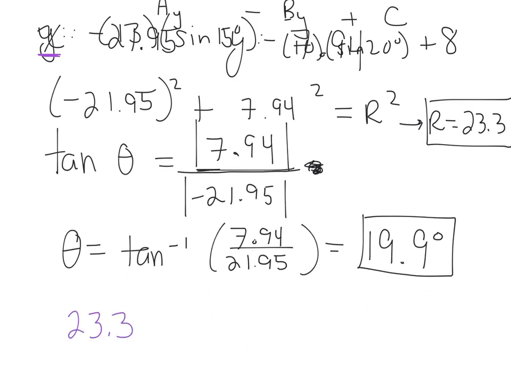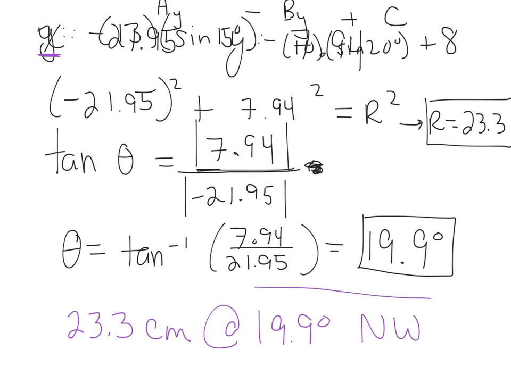23.3, what was it, centimeters we started with? At 19.9 degrees northwest. So this person could have accomplished the same thing that he or she accomplished by moving northwest, then southwest, and then north, simply by doing this right here. Follow this bearing. On a boat, you go to a bearing, right? Okay, follow this bearing with this directional. That would have accomplished the same result as what we did by going up and down and then back up.